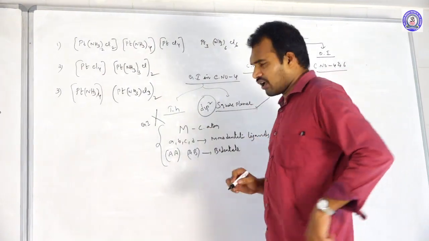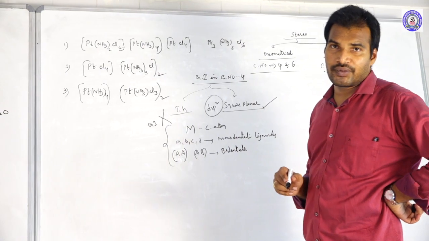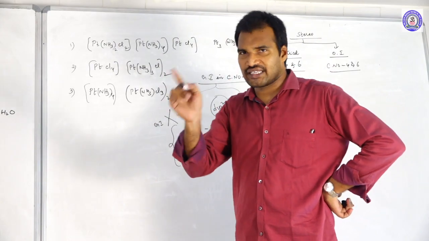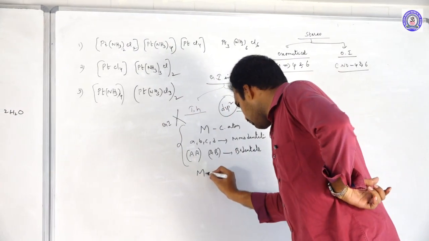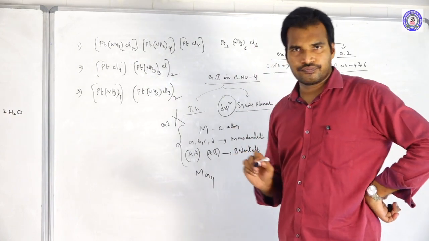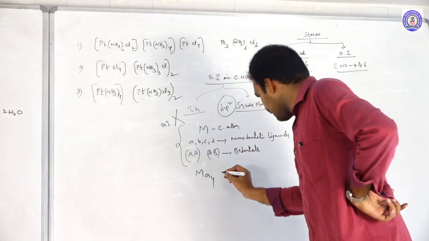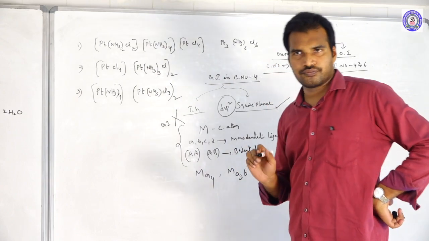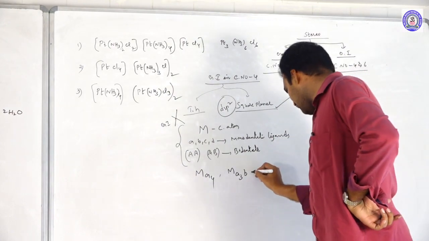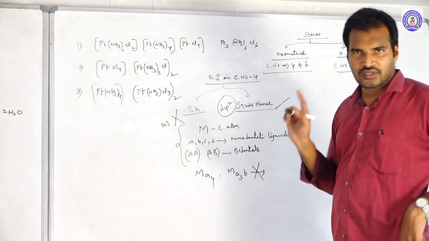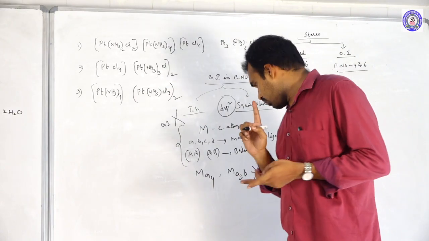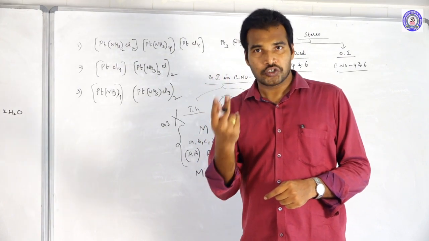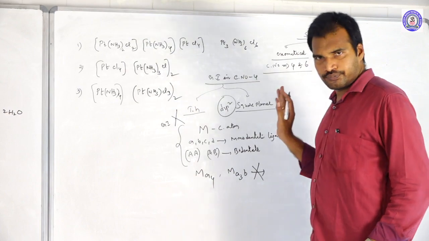Now come to square planar complexes. Which complexes can show geometrical isomerism? First of all, let us see which do not show. MA4 does not show. MA3B also does not show. These two will not show. Why? Because to show geometrical isomerism, at least two groups should be different.